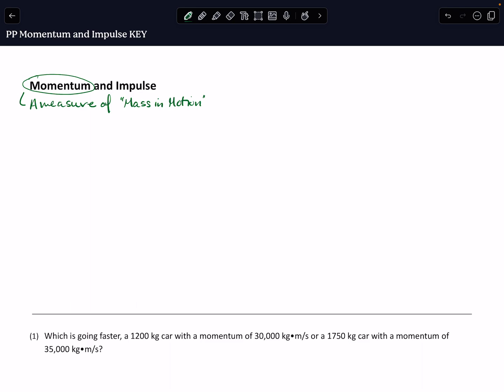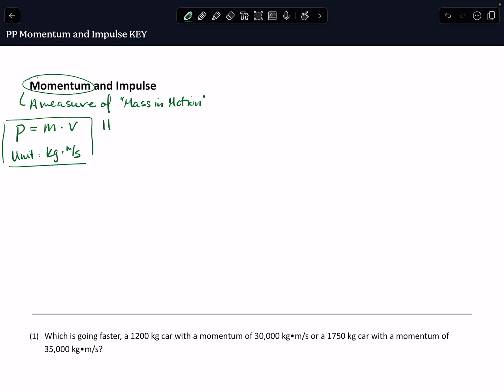Momentum is represented with a lowercase p, and we calculate it by multiplying the mass of the object times its velocity. So the unit is going to be a compound unit of kilograms times meters per second. We need to make sure that our mass values are in kilograms and that our speeds are in meters per second. You could also do momentum in other speed units like kilograms times kilometers per hour. It just needs to be a unit of velocity times a unit of mass.